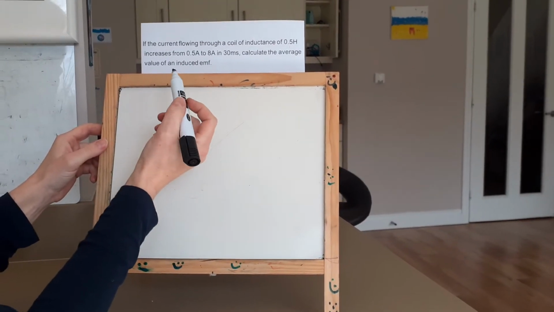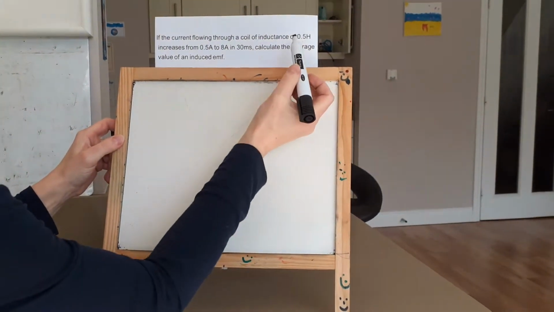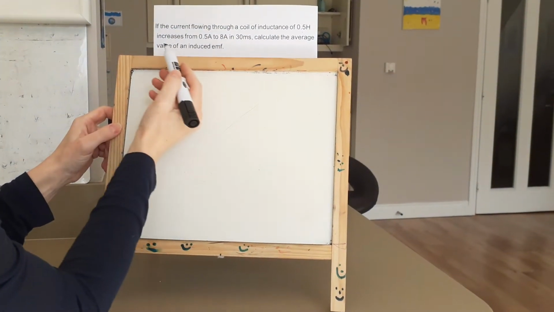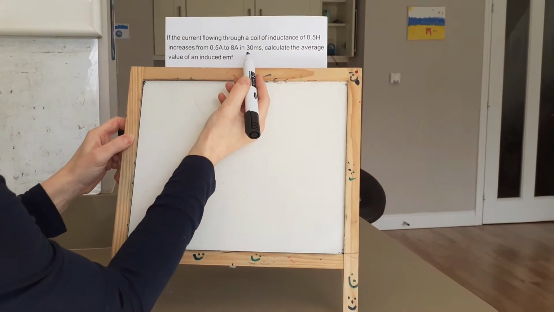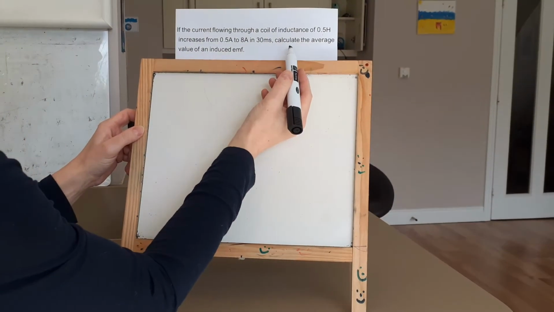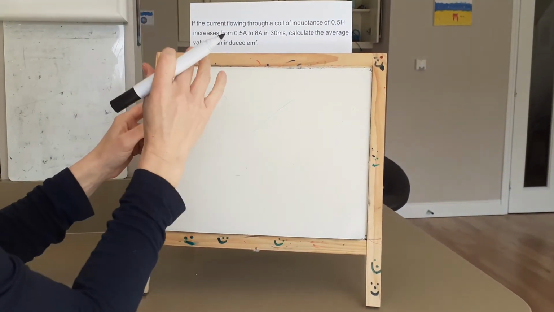Right, so here we've got our example. If the current flowing through a coil of inductance of 0.5 henries increases from 0.5 amps to 8 amps in 30 milliseconds, calculate the average value of an induced EMF. So we go straight to our equation.